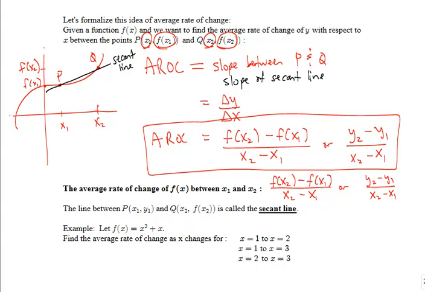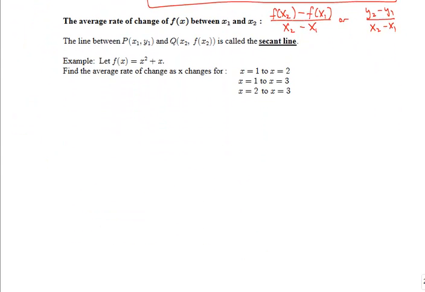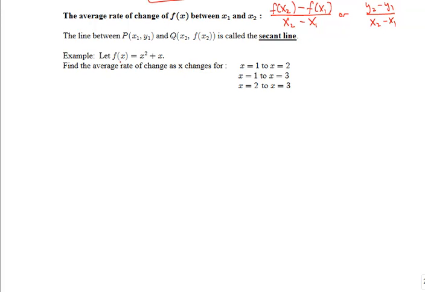Now, as we mentioned before, the line between these 2 points, P and Q, is called the secant line. So you'll also want to have that terminology memorized as well. So suppose that we have a function f of x that's equal to x squared plus x, and we want to find the average rate of change as x changes from 1 to 2, from 1 to 3, and from 2 to 3. So we're just going to use our formula up here to figure that out.